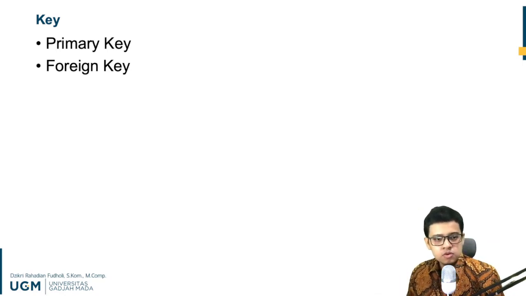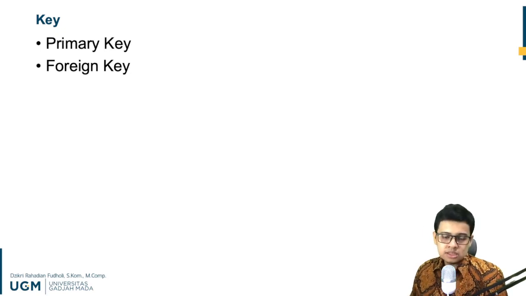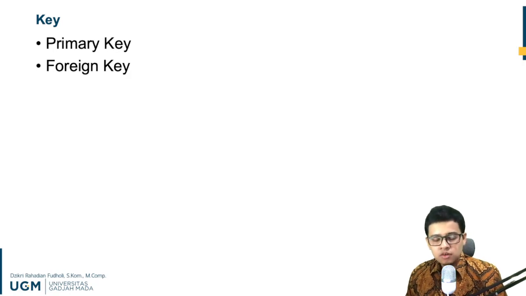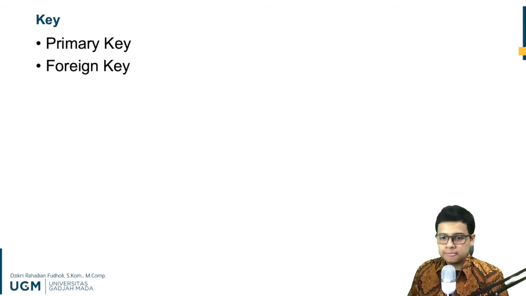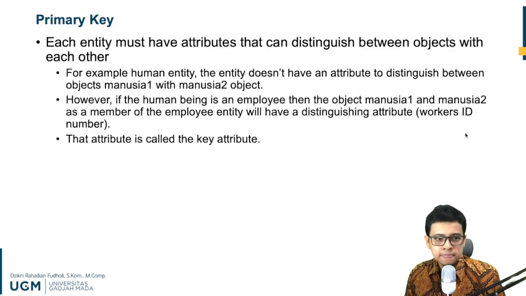Before we move on, we're going to talk about the key. In databases, we have two types of key. The first one is primary key, and the second one is foreign key. And we're going to talk about it. The first one, primary key. What is that?